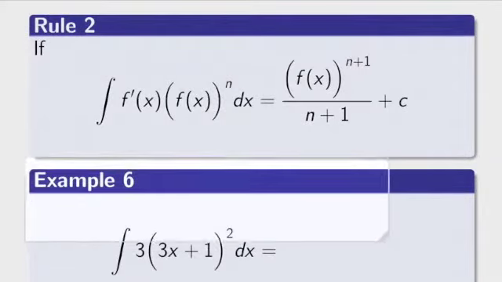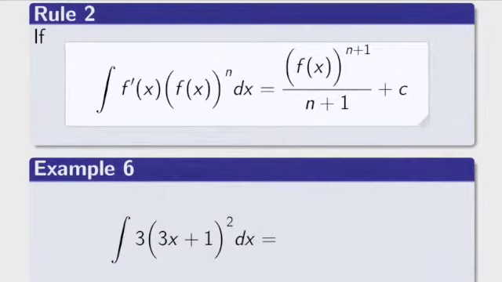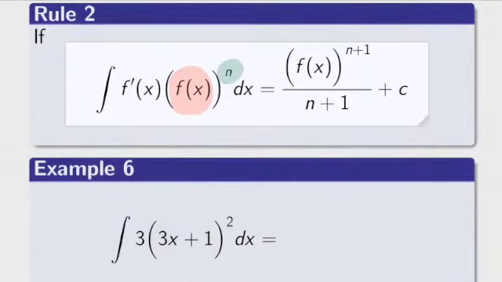Now let's look at rule 2 of integration. Now we are interested in integrating a function f(x) raised to the power n and multiplied by f dash x. So the function we want to integrate is f dash x times f(x) raised to the power n with respect to the variable x.